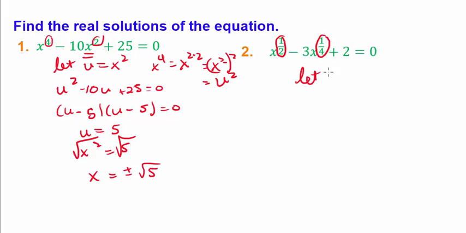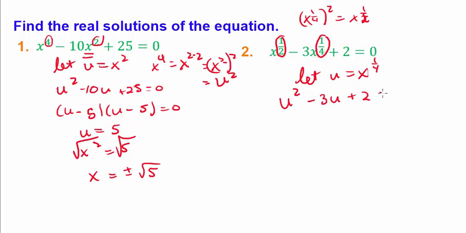So we will let u equal x to the 1/4. Here's the thing: if we square that, we do actually get x to the 1/2, because you would be multiplying the 1/4 and the 2 to get x to the 1/2. And so that means we have u squared minus 3u plus 2 is equal to 0.